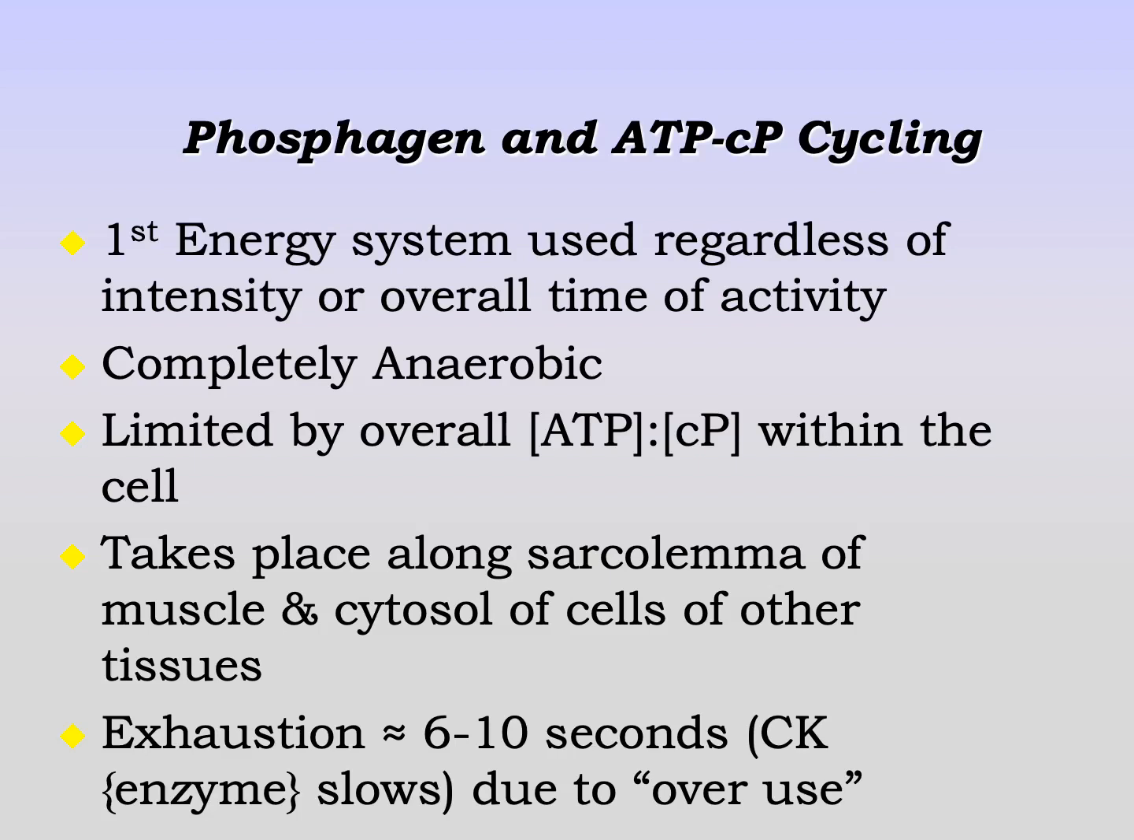It is completely anaerobic. It's limited by the concentration of ATP and the concentration of creatine phosphate within the cell. It takes place within and along the sarcolemma within the muscle and within the cytosol of the cells of other tissues. We will exhaust the CP cycle within about 6 seconds, typically due to enzymatic overuse and denaturing of the enzyme. So we're going to take a look here at the pathways, and then we'll talk about a secondary pathway that will come into play here.